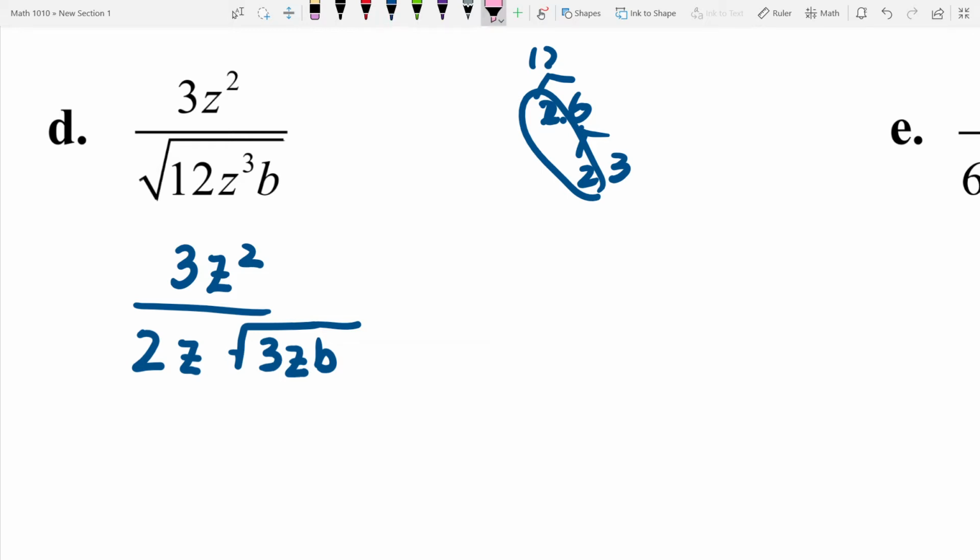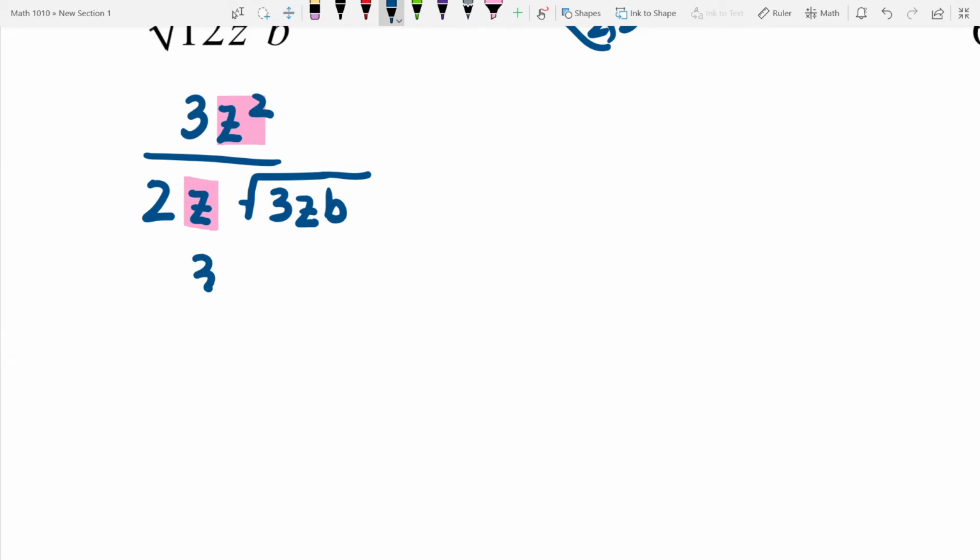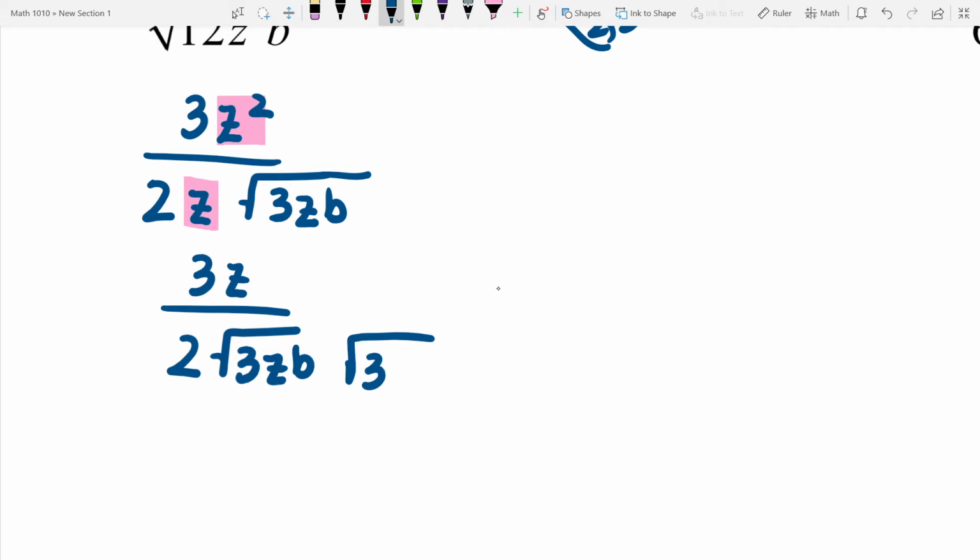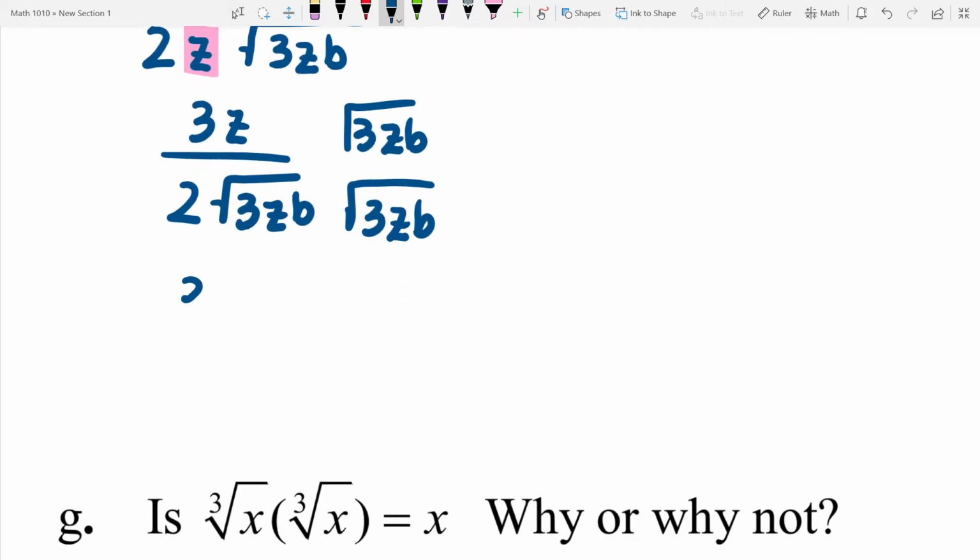Look right here. Can I cancel those? They're both out, right? So this is 3z over 2 times the square root of 3zb. Now I'm going to do it. So I'm going to simplify it, everything that I can do, and then get rid of it. So multiply by the square root of 3zb, both the top and the bottom. So on the top, you have 3z times the square root of 3zb.